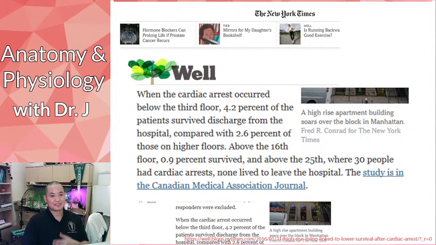So what we're seeing is that even the elevator ride and that time in seconds to get the gurney up to the person, start CPR, and then bring them down to the ambulance, all that time matters. There's some chance to survive to begin with, but nobody above the 25th floor lives.